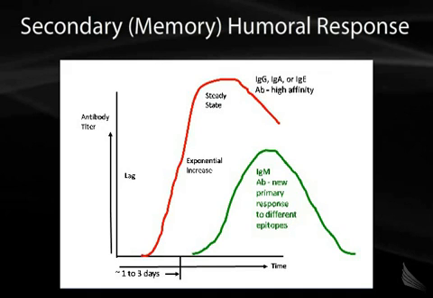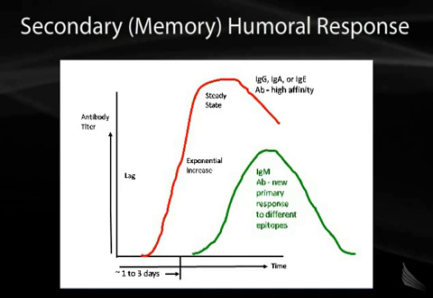Notice that there's no antigen levels at all anywhere in this slide like we saw in the primaries, because the response is that fast. That's why memory is so important. So we get this high, explosive, exponential increase of high affinity antibodies that can take care of the infection before we even know that we had it.